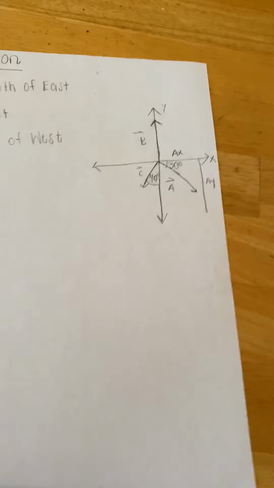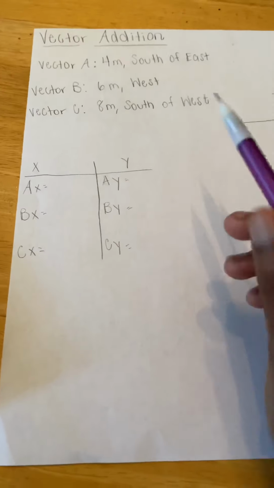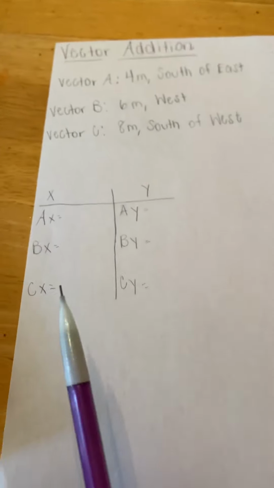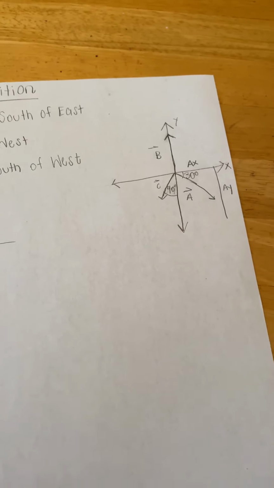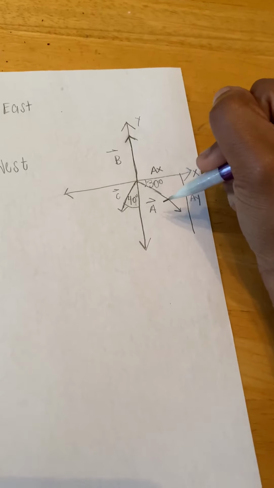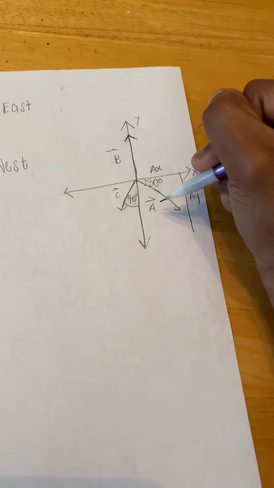Hello. So I chose to do the vector addition problems, and so I have my vectors here, their lengths and the direction, and here's the diagram. And so first what you want to do is break up your x's and your y's. And so for your AX, you see that your length is 4 meters, and so your length is always going to be your hypotenuse, so I just like to write it here.